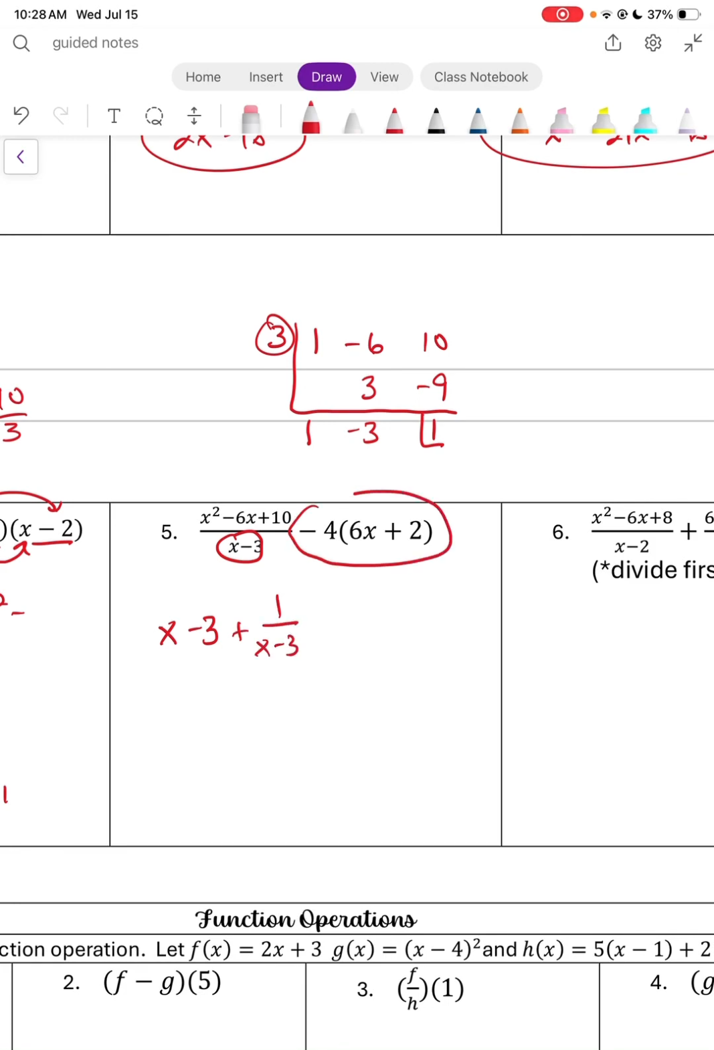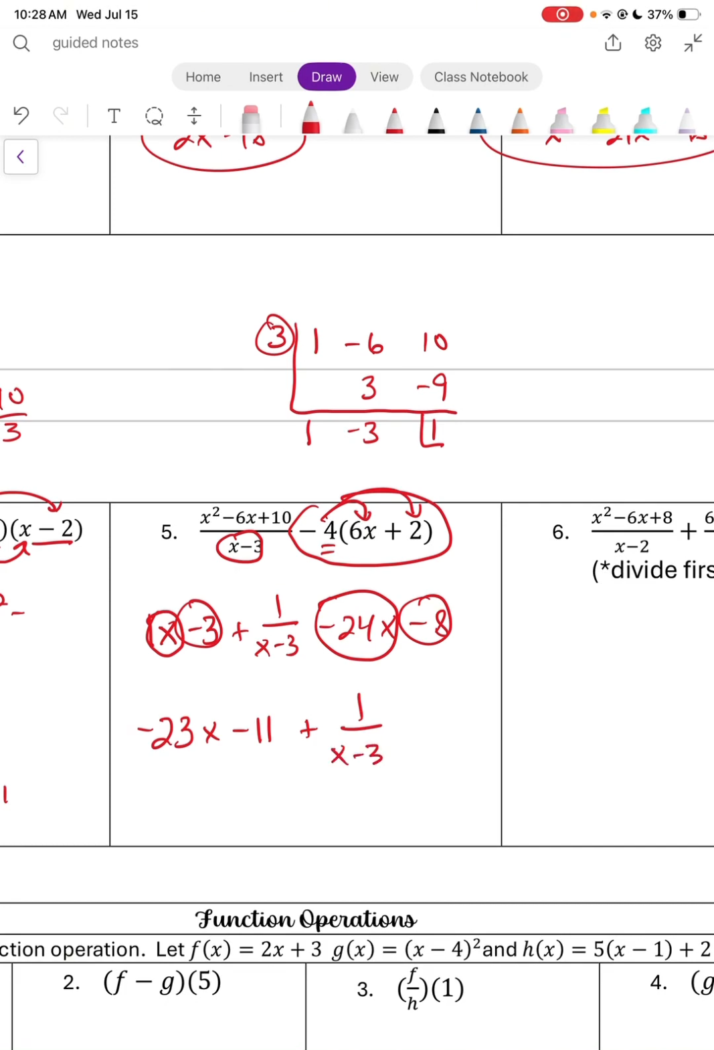Distributive property here, negative 4 is being multiplied by everything. Negative 4 times 6x, they're not alike, but you can still multiply. Negative 4 times 6 is negative 24, leave the x alone. And then the negative 4 times the positive 2 is a negative 8. We're combining all of our like terms. Our 1x and negative 24x combines to give me negative 23x. Leave the x alone. They stay alike. Negative 3 and negative 8 gives you a negative 11. And we're just going to leave that remainder as is. And that's going to be my final answer.